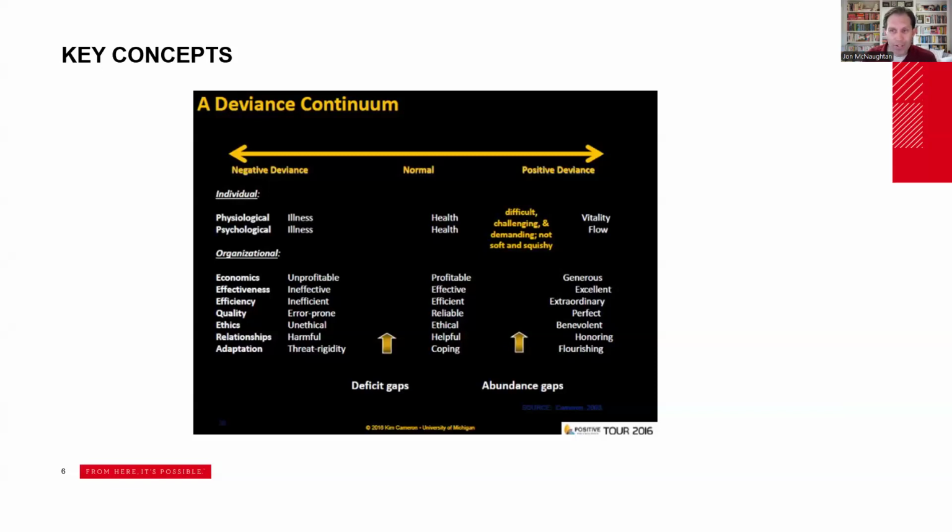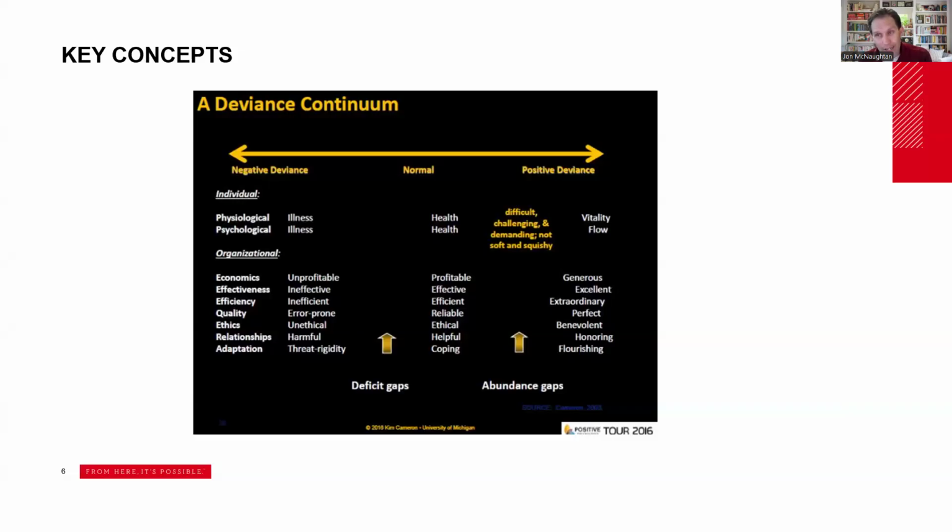Another example is the health example. Whenever I'm sick, all I'm thinking about is how can I not be sick anymore? And that's really normal, and that's totally fine. This isn't a bad place to be in organizations. It's trying to get rid of negative deviance, trying to get rid of problems, things that are making us unprofitable or ineffective or inefficient. But the positive deviance continuum says, guess what?